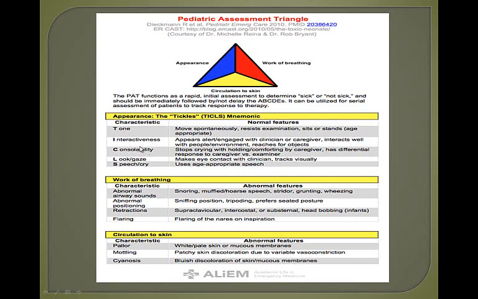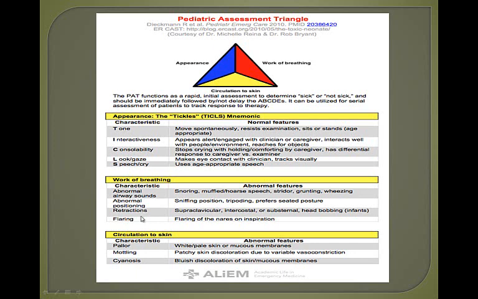Consolability. Do they stop crying when holding or comforted by the caregiver? Do they have different responses to the caregiver or the examiner? If they don't, again, if a child is letting you do whatever they want to them, you need to be worried. Look, gaze. Do they make eye contact with the clinician? Do they track what you're doing? Speech, cry. Do they use age-appropriate speech? So again, appearance is TICKLES. Tone, interactiveness, consolability, look or gaze, speech or cry.